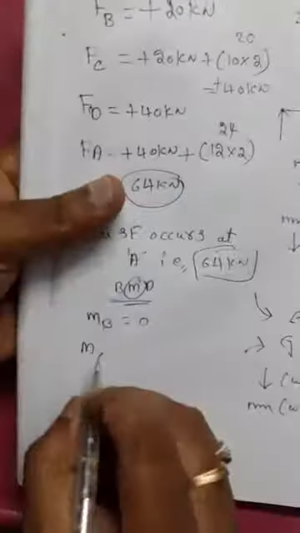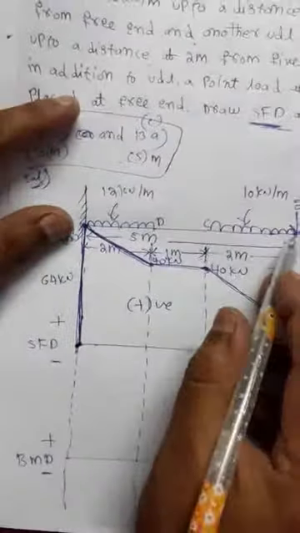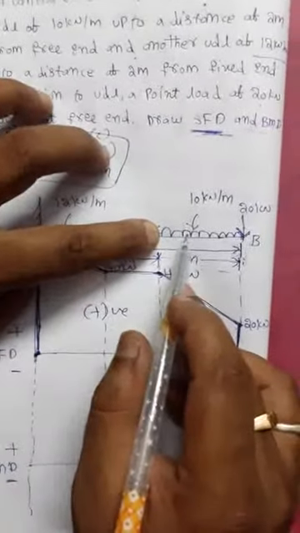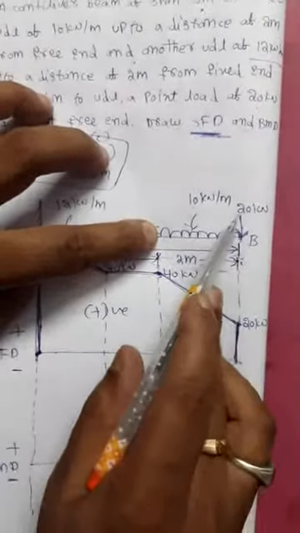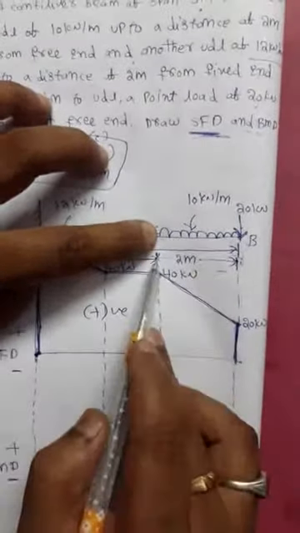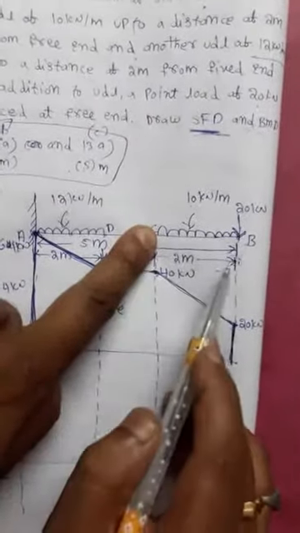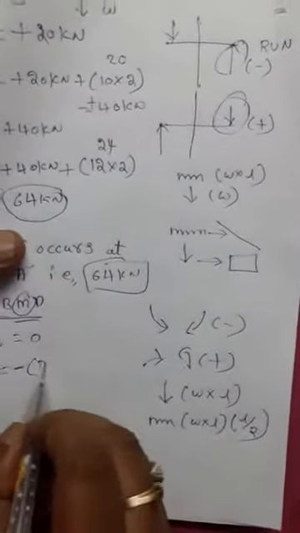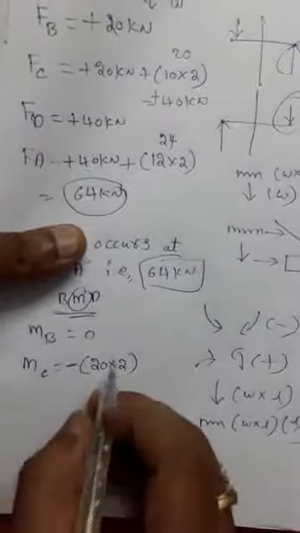On C, after B, the next point is C. There is one point load and one UDL, both in the downward direction. For the point load, force into distance: the force is 20 and the distance from B to C is 2 only. Downward direction is nothing but minus. So force is 20, distance is 2. This is for the point load.